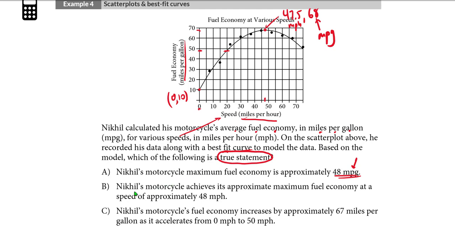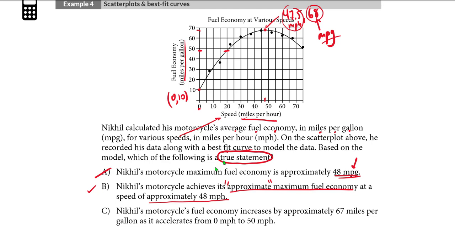In answer choice B, we have Nikhil's motorcycle achieves its approximate maximum fuel economy at a speed of approximately 48 miles per hour. That one actually looks better. That's actually what we said: we said 47.5, and we are achieving its maximum fuel economy. Now, why do they have that word approximate there? It's because the quadratic here, this parabola, is an approximation. That's what a line of best fit is. It's just an approximation. So we are achieving our approximate maximum of, let's say, about 68 miles per gallon at a speed of 48 miles per hour. Cross off answer choice A. Answer choice B looks pretty darn good.